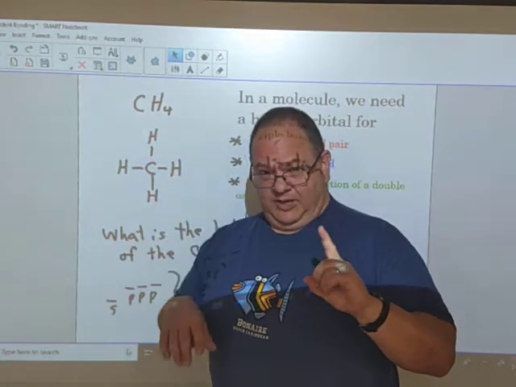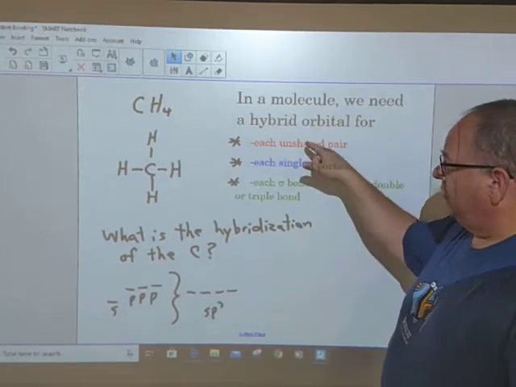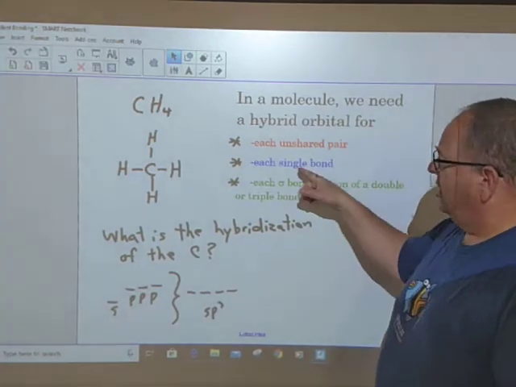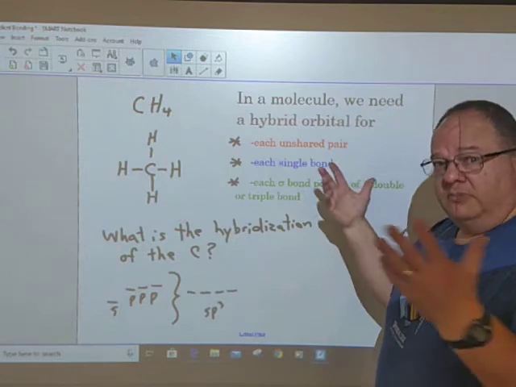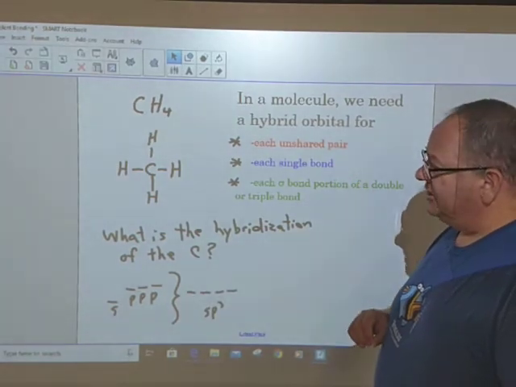The others are going to be non-hybrid. All right, so one more time. On an atom, we have to count how many unshared pairs, how many single bonds, and how many double or triple bonds. We're going to need a hybrid orbital for each of those.